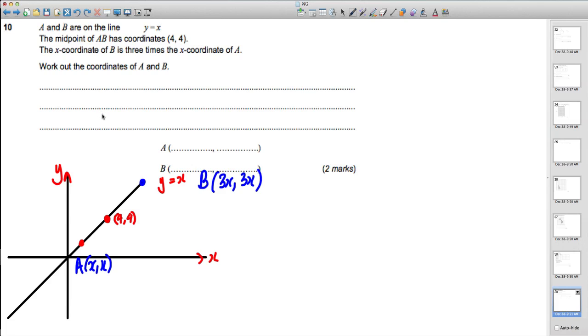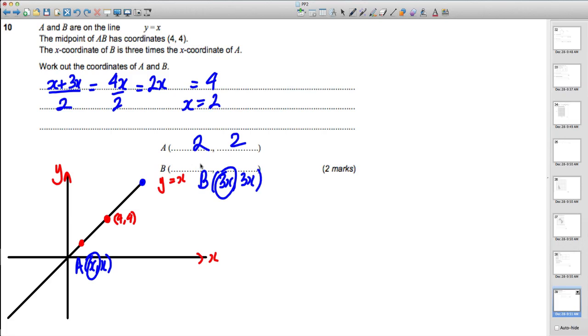Well, it's simple really. To work out the midpoint, you add the coordinates up and divide by 2. So x plus 3x is 4x, divided by 2 is 2x, and that should give you this number here, which would be 4. So x therefore must be 2. Therefore the coordinate of A must be 2, 2, and this coordinate is 3x, 3x, which is 6, 6. If you add these up and divide by 2, you get 4. You could have probably got that yourself as well, just by trial and error.